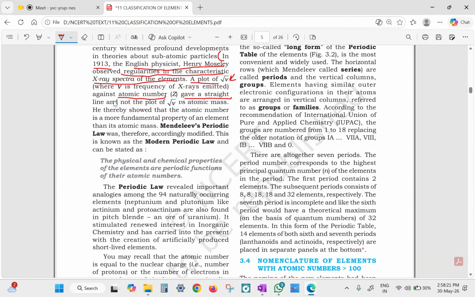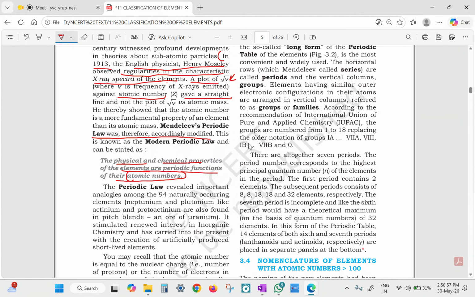Okay. So on the basis of all these observations, the law was modified. Mendeleev's periodic law was modified. What did they do? They said that the physical and the chemical properties of the elements are a periodic function of their atomic number. This time they started focusing on atomic number. Are we clear? Okay. Yes. So when I arrange the elements in increasing order, first it was atomic mass, and now it's atomic number.